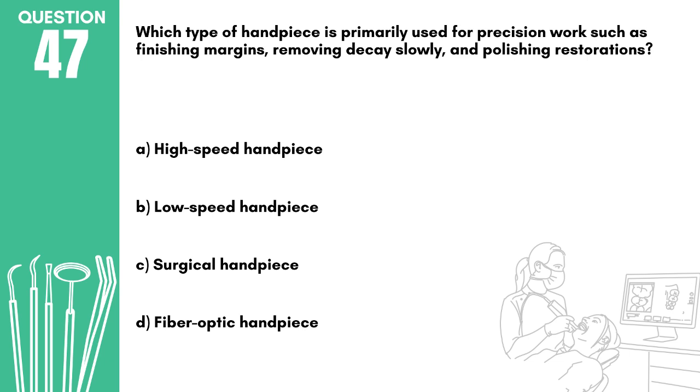Question 47. Which type of handpiece is primarily used for precision work such as finishing margins, removing decay slowly, and polishing restorations? A. High-speed handpiece. B. Low-speed handpiece. C. Surgical handpiece. D. Fiber optic handpiece.